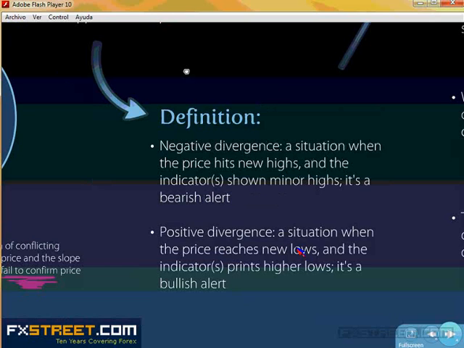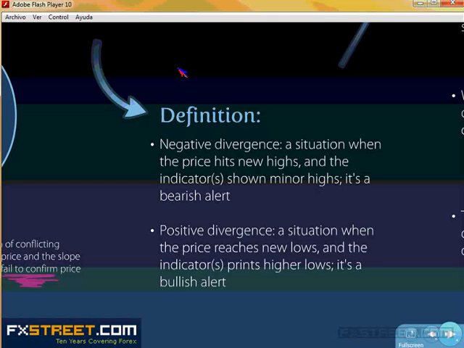The most common definitions we use to define divergence are, on one side, negative divergence, a situation when the price hits new highs and the indicator or indicators show minor highs. So it's a bearish alert. And positive divergence, a situation when the price reaches new lows and the indicator prints higher lows, unconfirming the price action. In that case, a positive divergence is also a bullish alert.